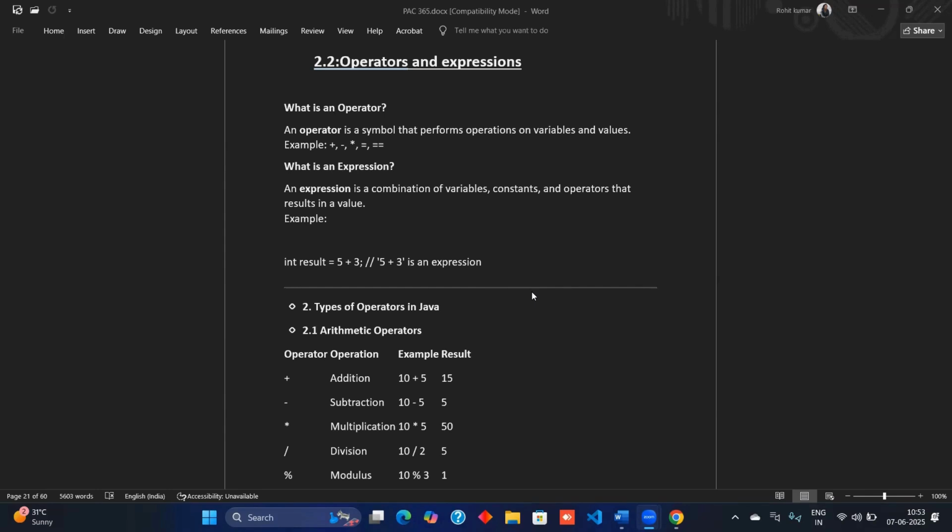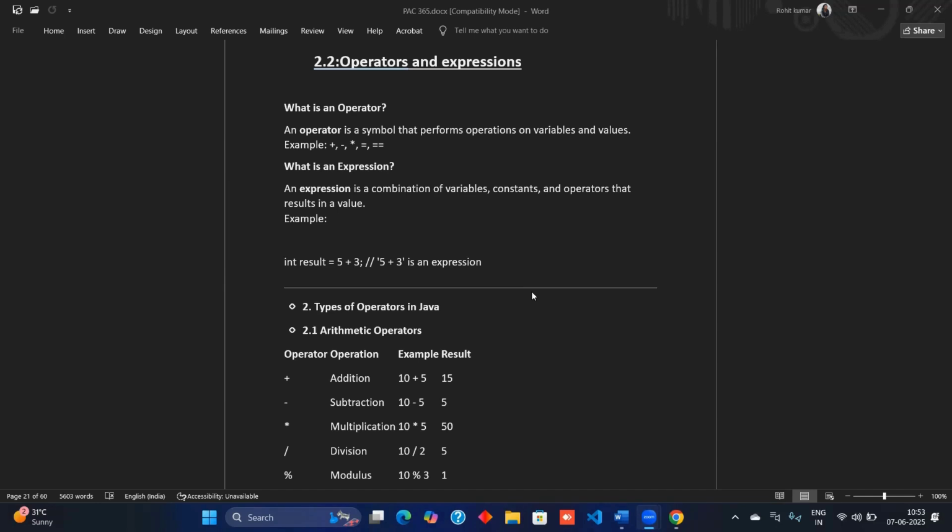So what are operators? An operator is a symbol that represents an operation on variables and values. When we assign a value to a variable, something can be performed on it. These operations can be done with the help of operators. This implies the plus sign, minus sign, multiply, divide, equal to, double equal to, etc.